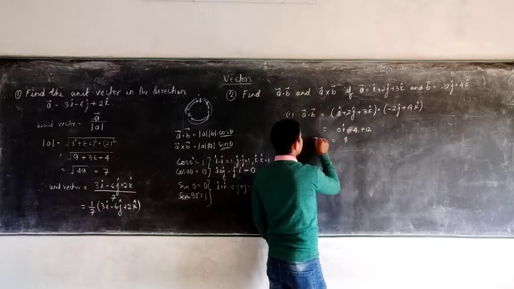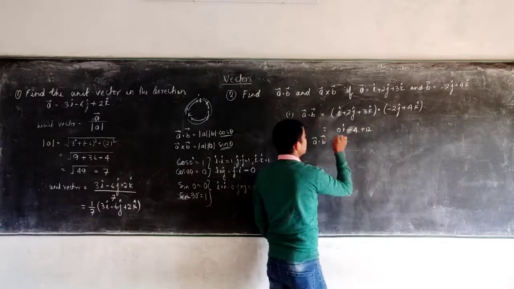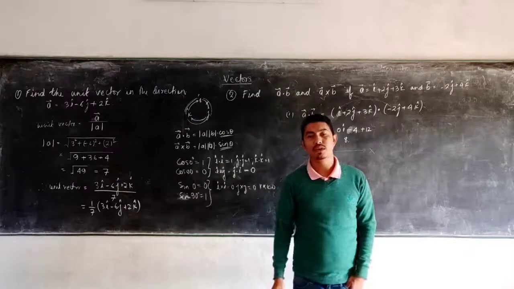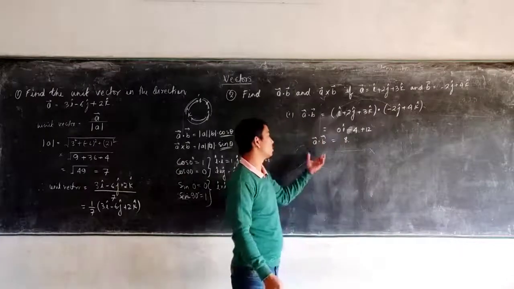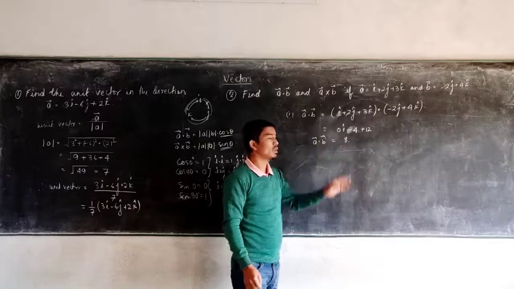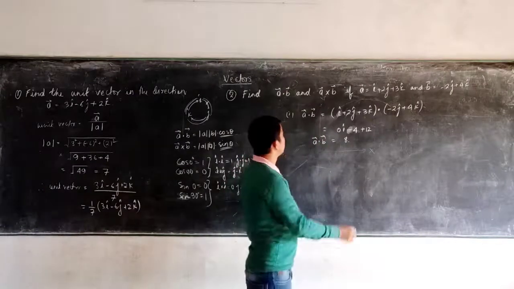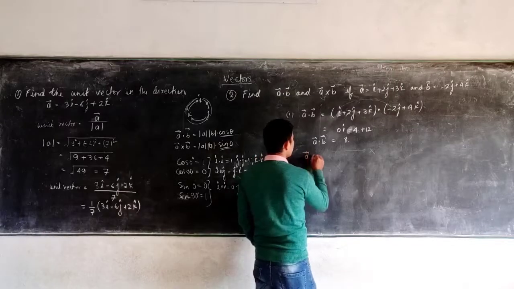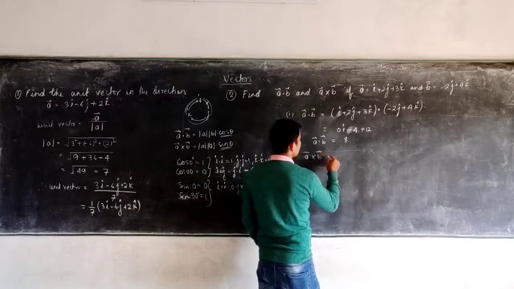Okay, so A dot B is equal to 8, and 8 is a scalar quantity. So this is what is meant by the dot product. When we find the dot product of two vectors, we get a scalar quantity. Similarly, if you try to find A cross B, okay, so what will I do?